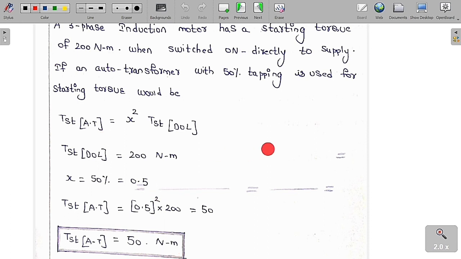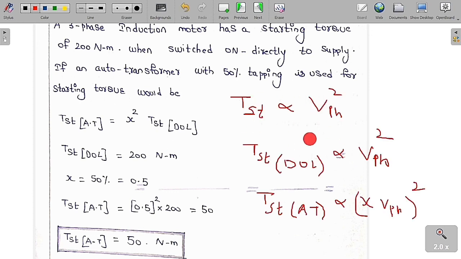Always remember, the starting torque is directly proportional to the phase voltage whole square. With the help of the auto transformer, we are going to get a decrease of phase voltage. For starting torque with DOL, direct online means the stator is connected in delta fashion, so we directly give the supply and get V phase whole square. But if you use the auto transformer with tapping, we can reduce the phase voltage. Let me assume we reduce the phase voltage to X times the initial value. With the help of tapping, the per phase voltage decreases by a factor of X, giving X times V phase whole square.